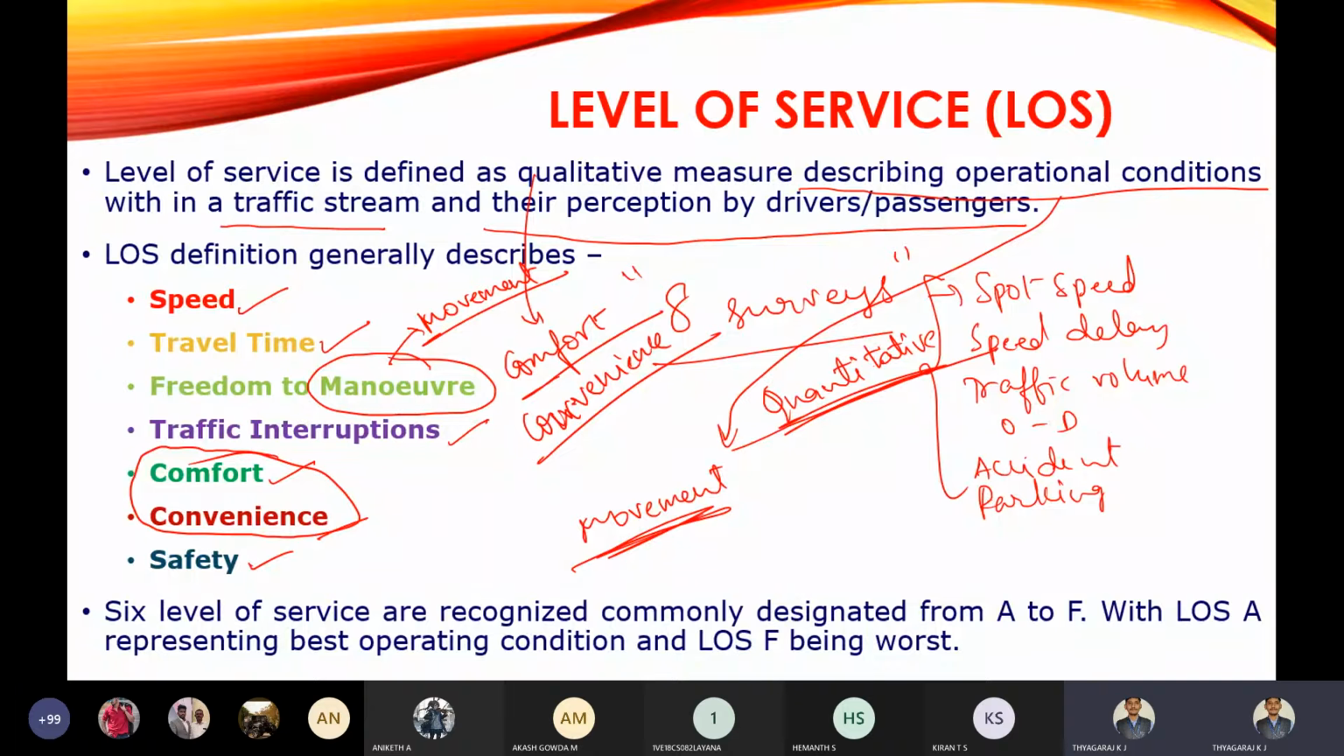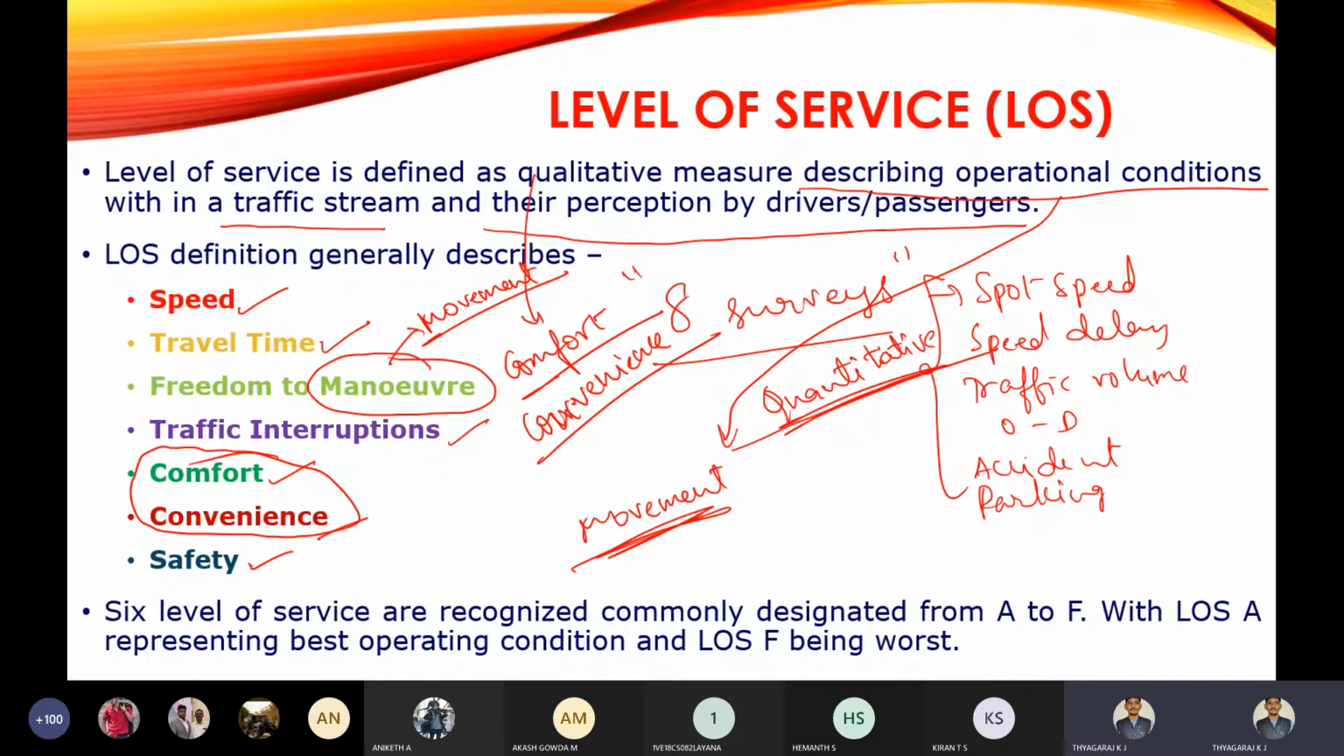Safety, efficient and economic movement of vehicles we require. So these are some key points you should remember in the level of service: speed, travel time, freedom to movement, traffic interruptions, comfort, convenience, and safety.